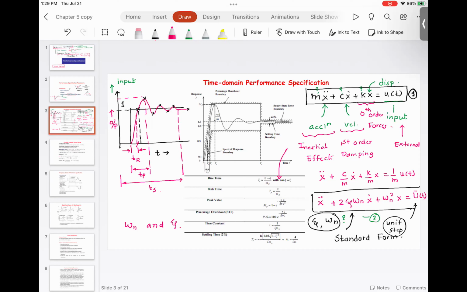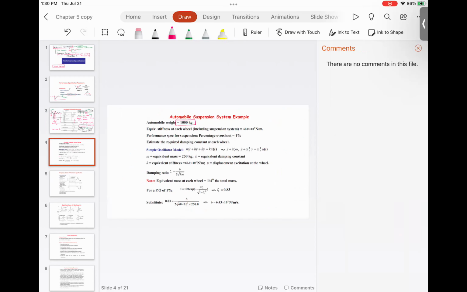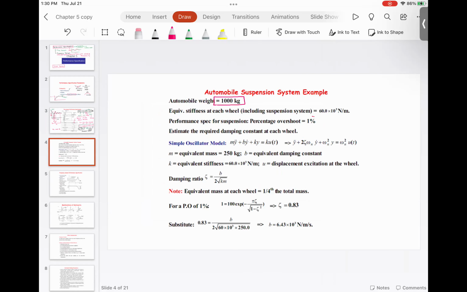Now, how do we do this? Let me take a very simple example. I'm going to work out an example by hand, and then I'm going to show you how we can use MATLAB to do some of these calculations. Say, for example, we have to design an automobile suspension. The weight of the automobile is 1000 kilograms. So this is the total weight of that vehicle. Equivalent stiffness at each wheel is 60 kilonewton per meter.